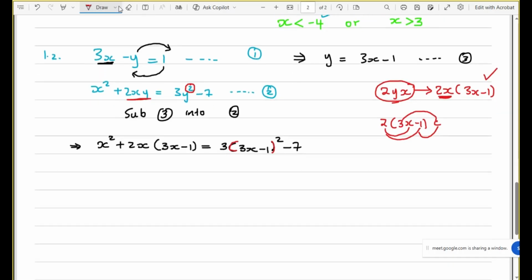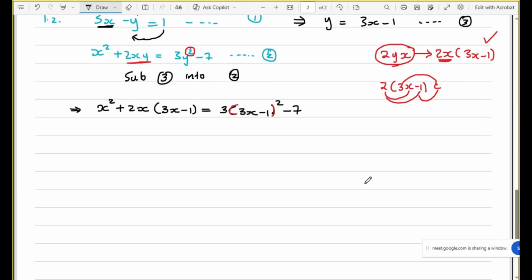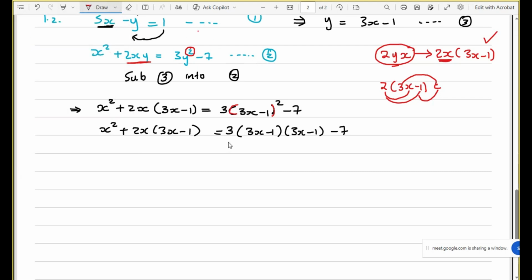I hope you guys are still with me. We'll definitely talk about another common mistake that you guys make that makes you lose marks. So you know what I'm going to do? I'm just going to rewrite the bracket now. Leave this one for now because I'm not multiplying out my brackets yet, because I need to expand the brackets first. 3x minus 1 into 3x minus 1, minus 7. So another common mistake is that you guys first start doing this, which is definitely going to make you lose marks.